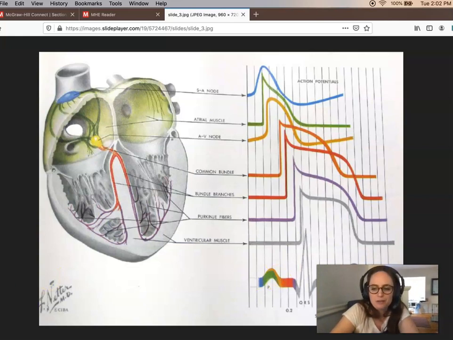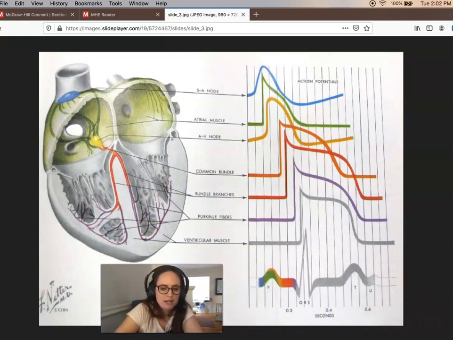So this is a great picture. I use this picture literally all the time to convey this idea. So your SA node fires, guess what? You've got depolarization and repolarization. Your atrial muscle depolarizes. You've got a nice little action potential: depolarization, repolarization. Makes it to the AV node, depolarization, repolarization. A little bit of a delay.